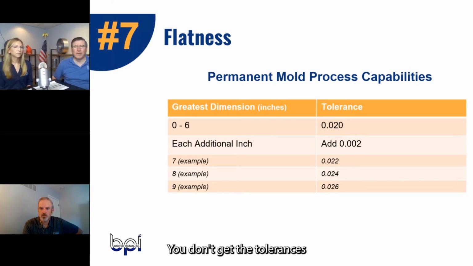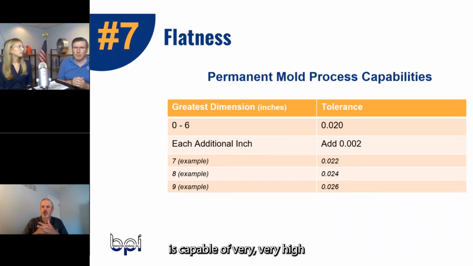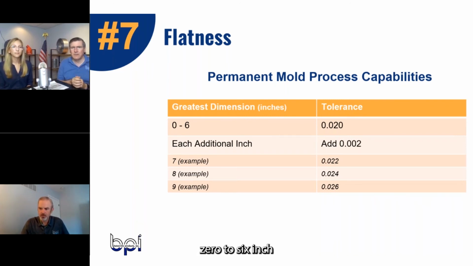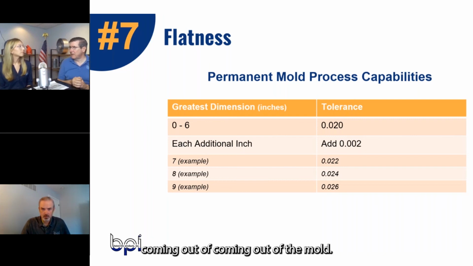Okay. You don't get the tolerances that we talked about for position and concentricity and our flatness. You won't get that out of perhaps a sand casting process or some other casting processes, but the permanent mold process using steel molds is capable of very, very high tolerance parts, as you can see with this flatness of 0 to 6 inch size parts. It's flat within 20 thousandths of an inch coming out of the mold, and then you add the 2 thousandths for each additional inch, and there are some examples shown there.